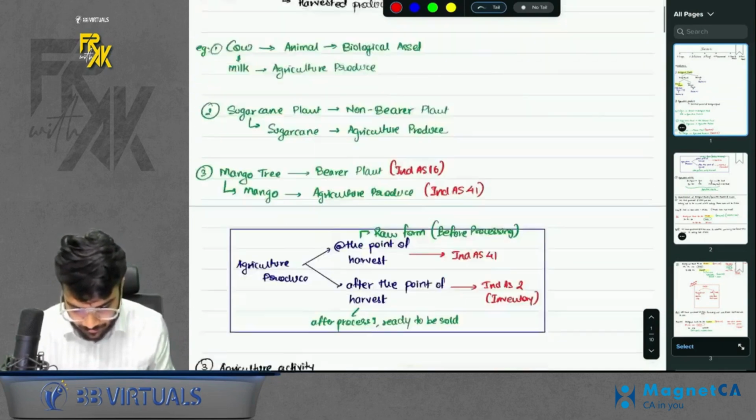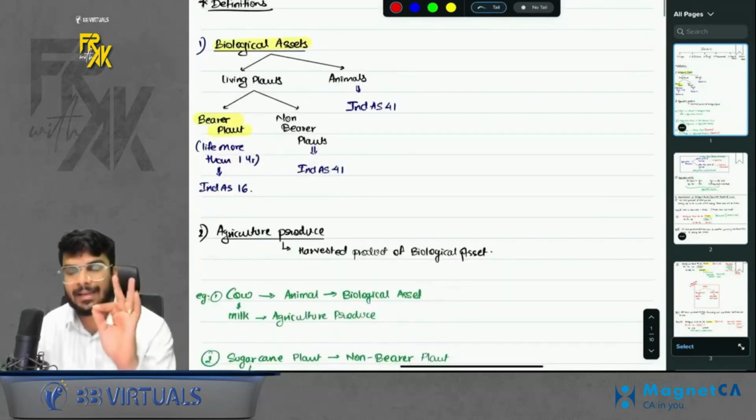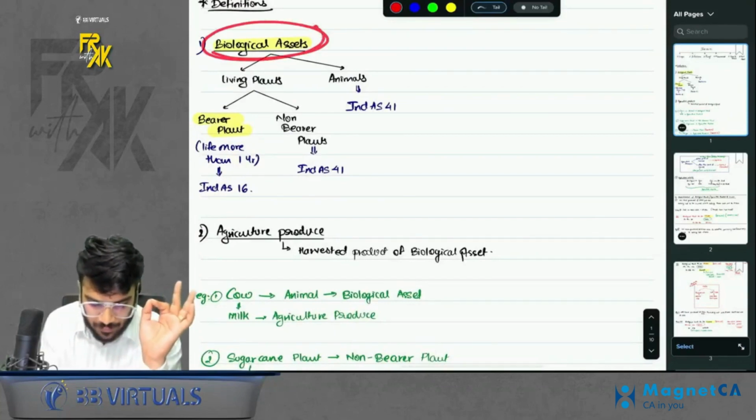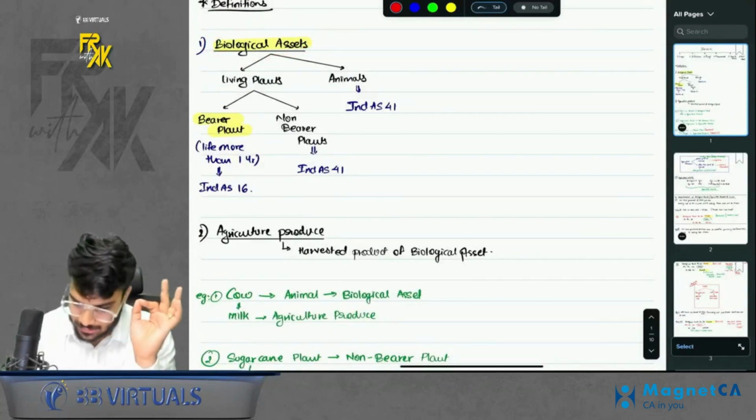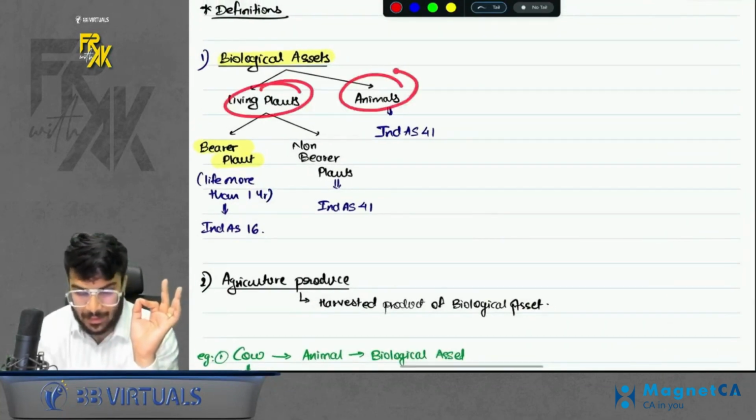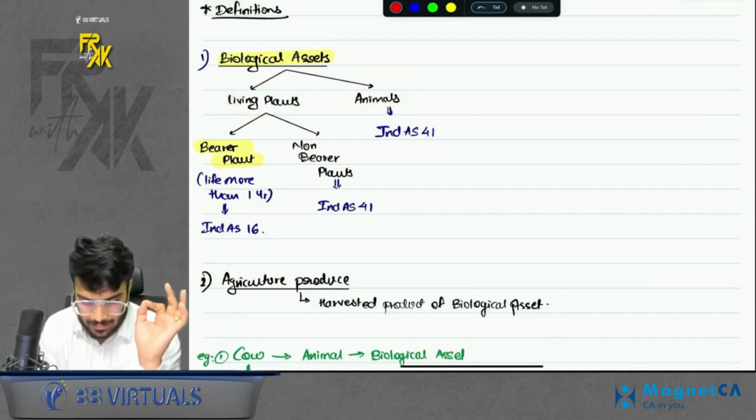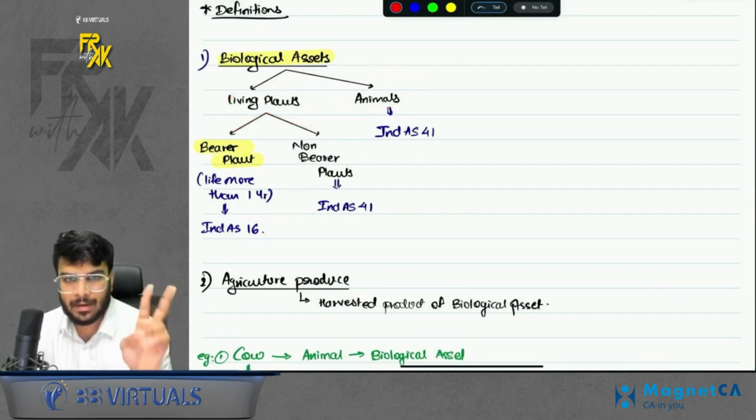Now what is given in definitions? There are mainly 3 definitions which are given. One is a definition of biological asset. What is a biological asset? It is nothing but living plants and animals. These are biological assets. Acha, living plants can be bifurcated into 2 parts, bearer, non-bearer.